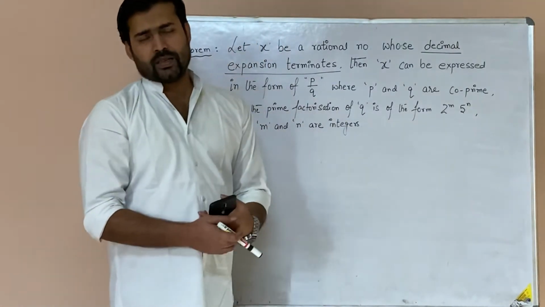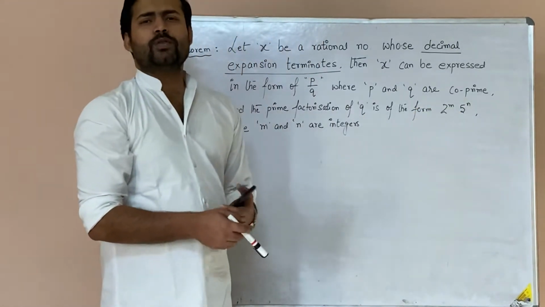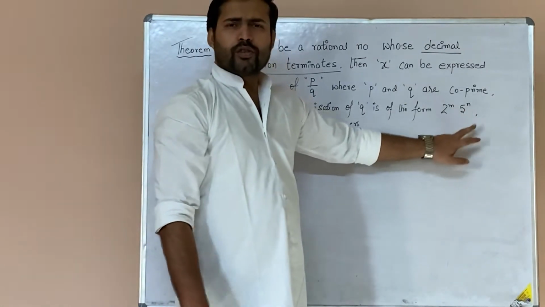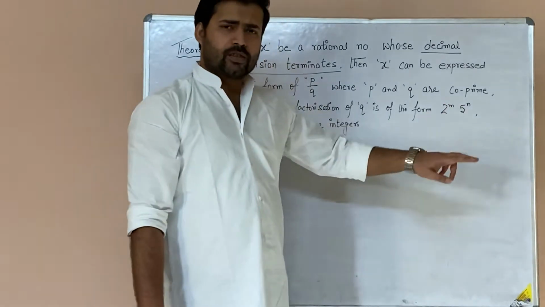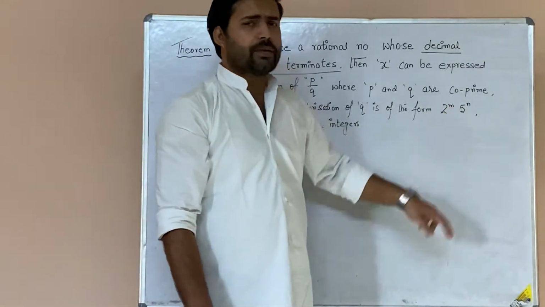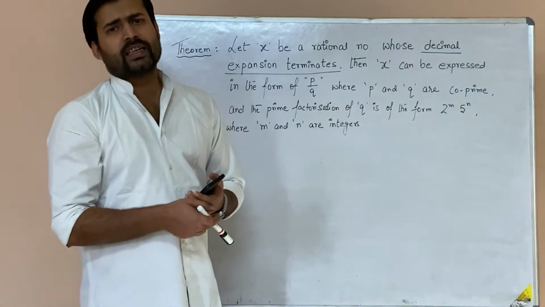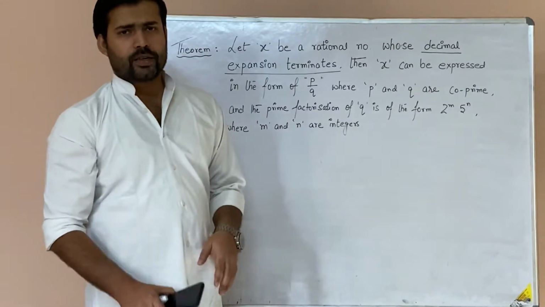So how many 5's are there? n number of 5's. So why are we writing m and n? To show that you should not be bothered about how many 2's are there, or how many 5's are there. The point that both must be the same is also not there. That's why we have taken two separate variables, m and n, in order to show that the number of 2's and the number of 5's can be different. Are you getting my point or not?